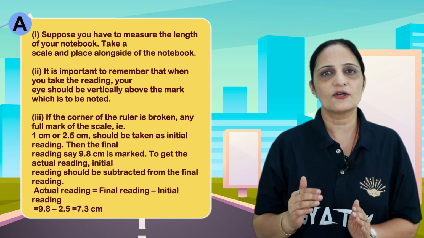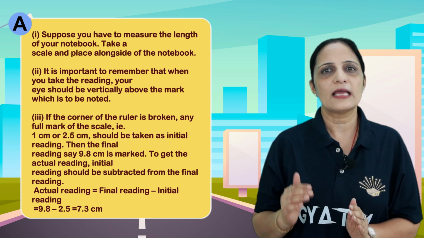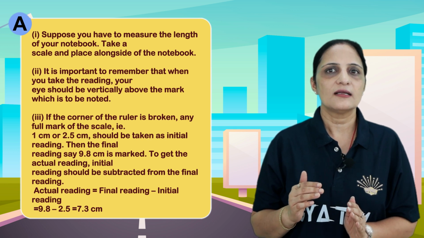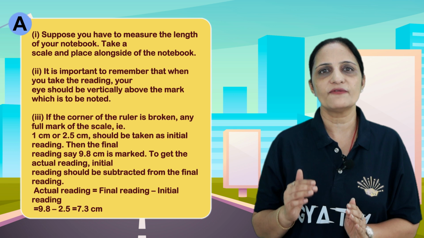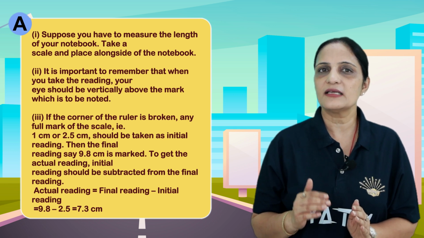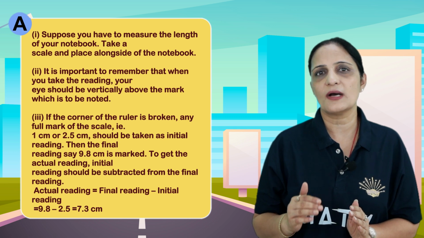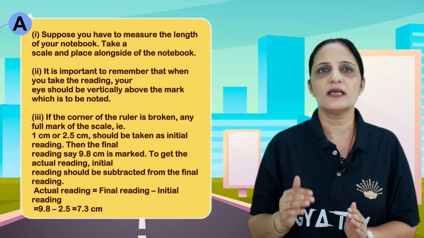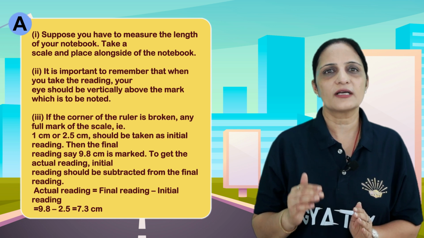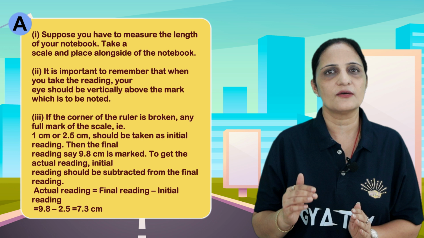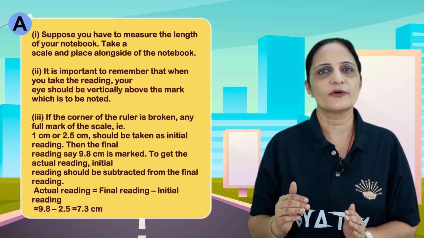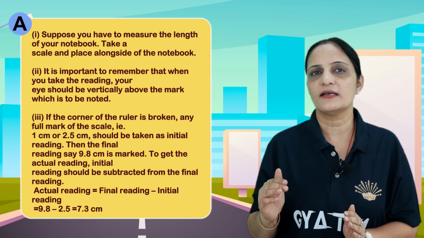Third point, if the corner of the ruler is broken, any full mark of the scale, say 2.5 centimeter, should be taken as your initial reading. Then the final reading is say 9.8 centimeter. So to get the actual reading, initial reading should be subtracted from the final reading. So your correct answer would be: actual reading is equal to final reading minus initial reading, which is 9.8 minus 2.5, which is equal to 7.3 centimeter.